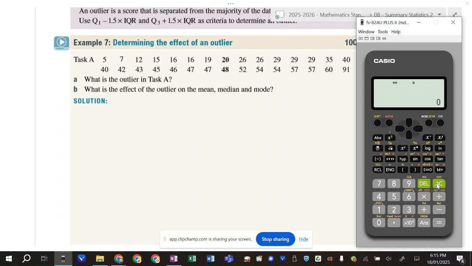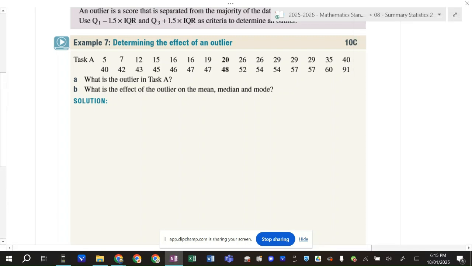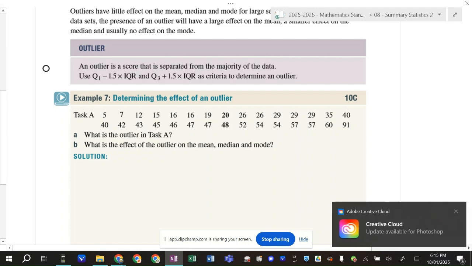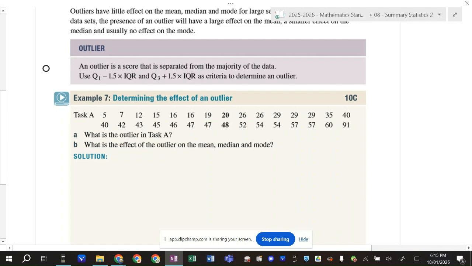And we're going to find out what the outlier is. Now, the outlier, we've actually got a formula up here. An outlier is a score that is separated from the majority of data. In other words, like I said, that example a couple of examples ago, where you've got a house price that's really, really high, or you've got the height of all the kids in year 8, and then you've got some really tall guy in there. No comment, Lachlan.